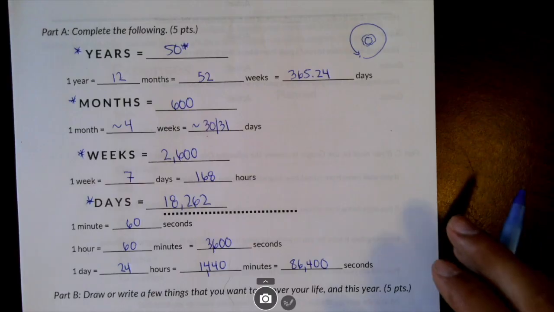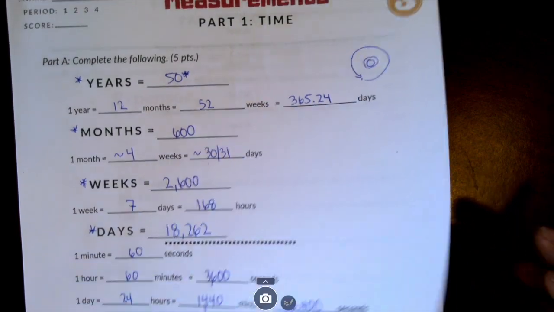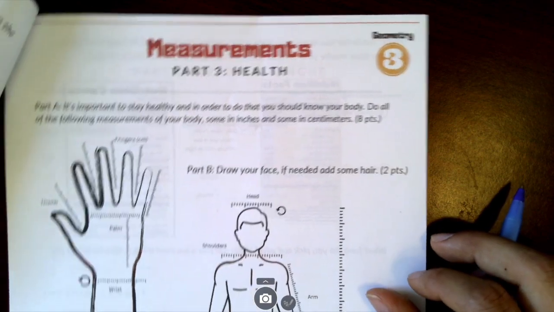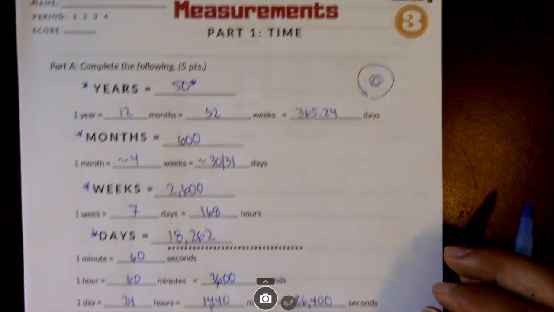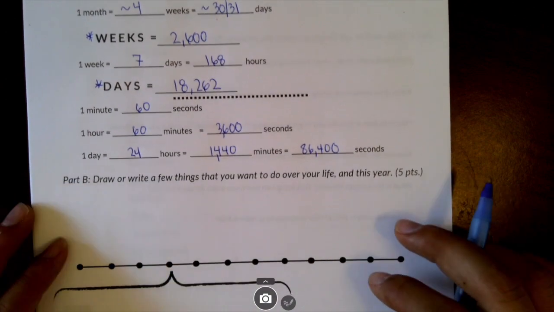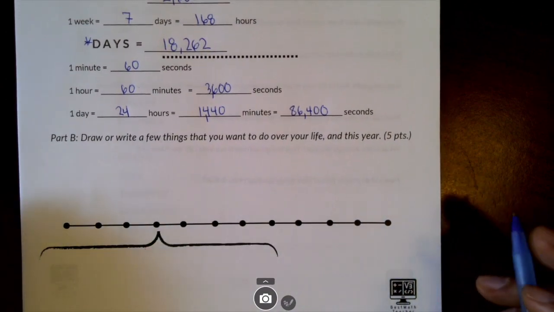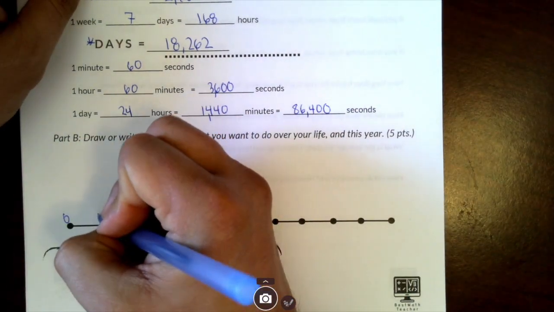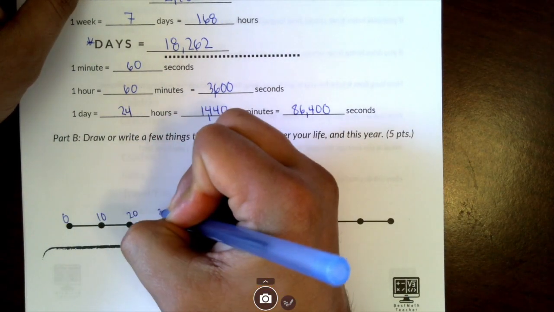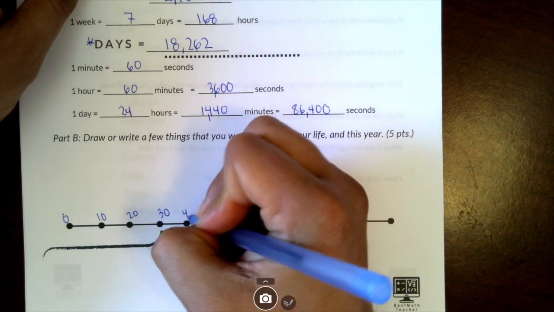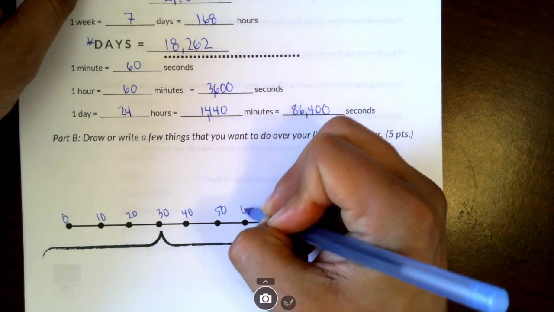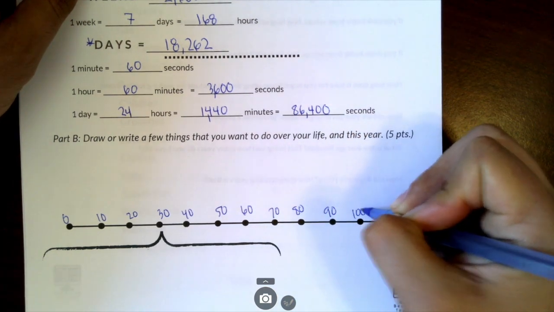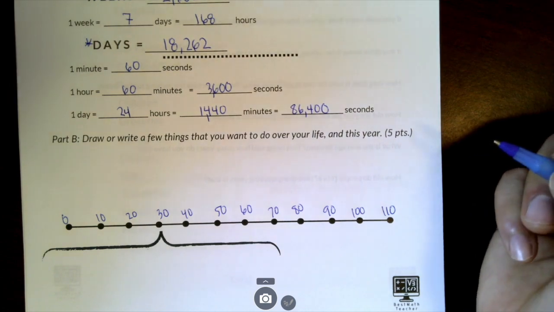So this whole chapter, we're going to talk about a lot of different things: time, money, health. Some of these things are really important. Relationships. But on part B over here, we're going to say that this is you at 0, 10, 20, 30. So I'm at 30, 40, 50, 60, 70, 80, 90, 100, and hopefully we all live up to be 110.